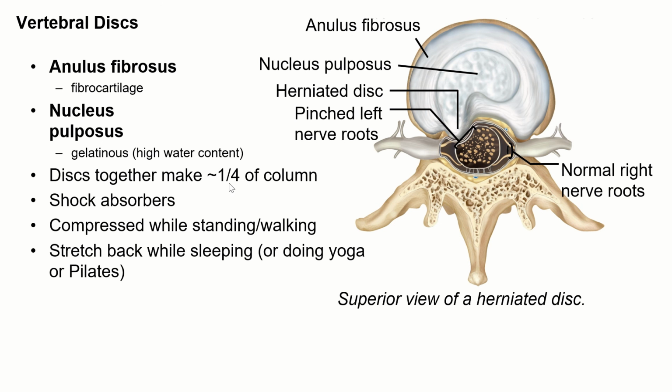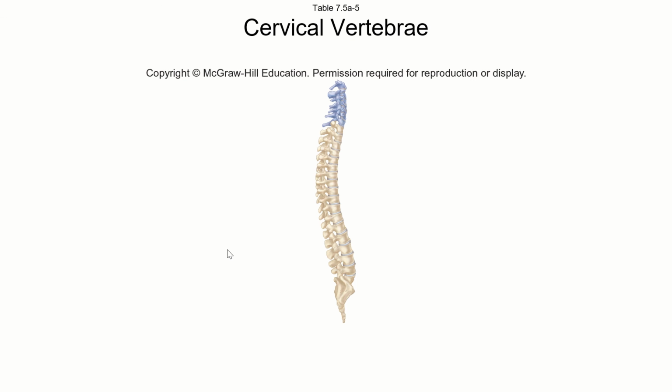About a quarter of the height of your vertebral column is your discs, and they do compress all day while you're standing and walking around. And then at night, while you sleep, they actually get relaxed and extend back out. You can also stretch them by stretching your back, doing yoga or Pilates, anything like that that stretches out the spine will actually help to elongate and kind of fluff up, if you want to think of it that way, these vertebral discs. All right, so I'm going to stop there, and in the next section, we will start going through the vertebrae for each section and how they differ and how we distinguish them.